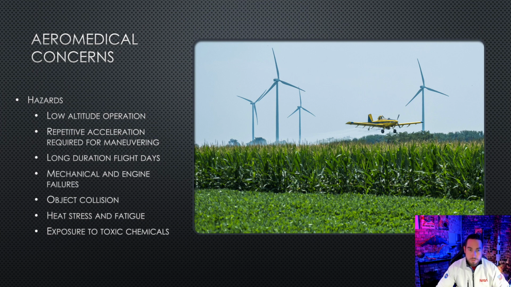And then finally, exposure to toxic chemicals, and this is a big thing. You're using organochlorides, organophosphates, parathion, malathion, things that are not really known to react well with human physiology. And so if and when pilots get exposed to this, it can decrease their ability to fly the aircraft, which dramatically increases the likelihood of a crash.